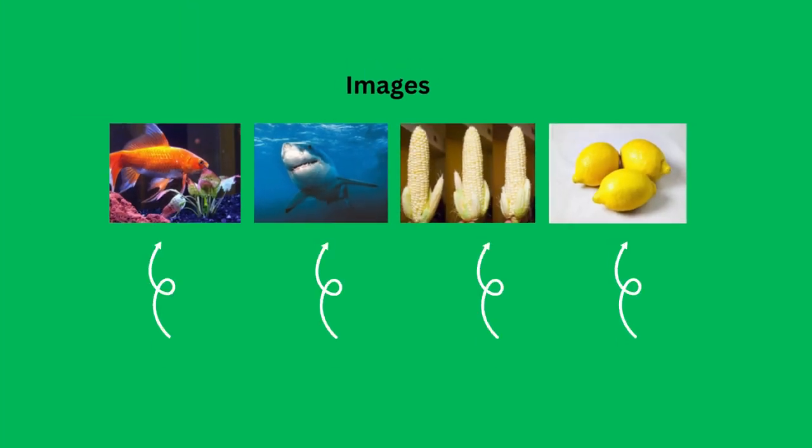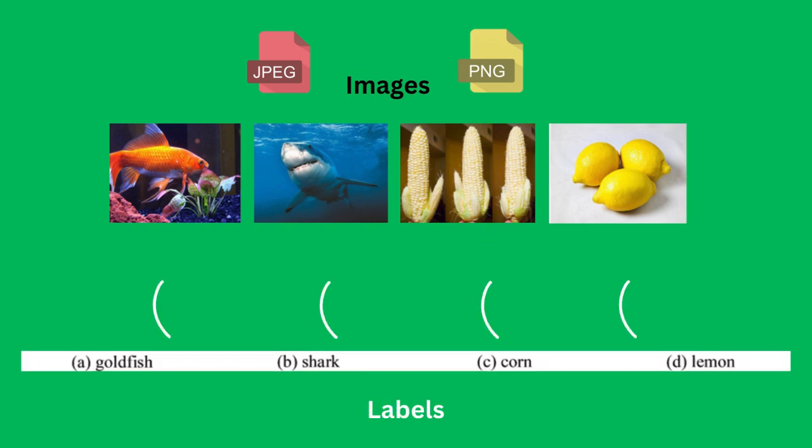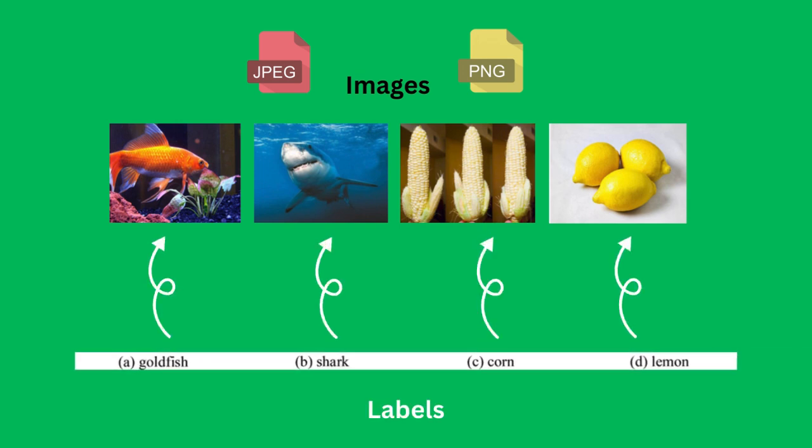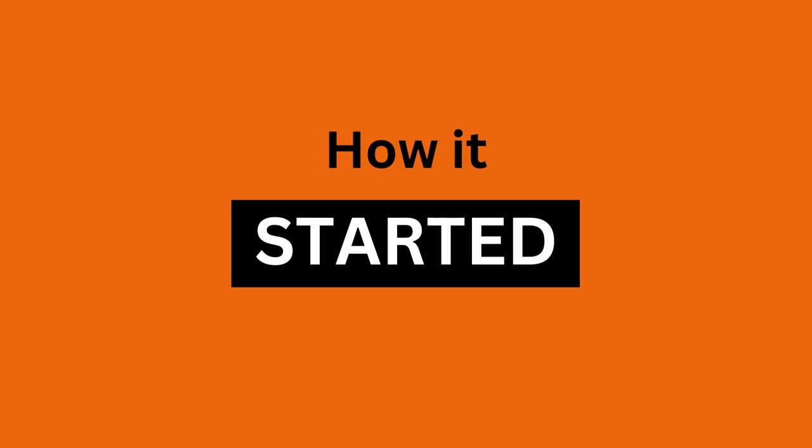The images in ImageNet are typically stored as separate files rather than blobs. Each image is typically stored as an individual file, usually in a common image format such as JPEG or PNG. Storing images as separate files allows for easier access, manipulation, and analysis. As for the labels, they are typically stored in a structured format, often in a separate file or database associated with each image.